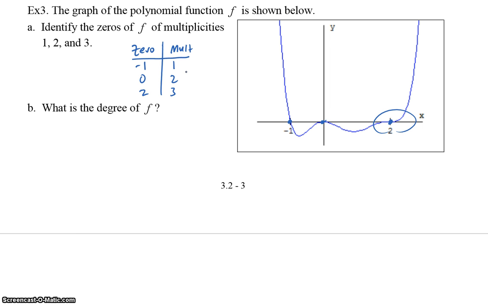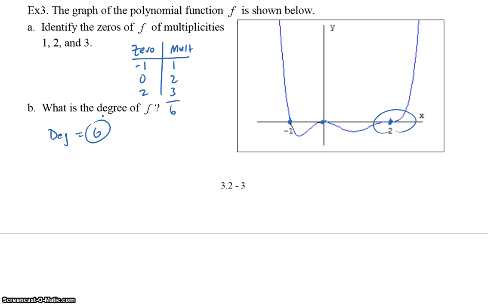Part B says, what's the degree of f? Well, there's 2 factors to consider here. First of all, if we have listed all of the zeros of the function, then the sum of the multiplicities should always end up giving us the degree of f. If we add the multiplicities here, it's 6. So the degree of f actually is indeed 6. It's a degree 6 polynomial.